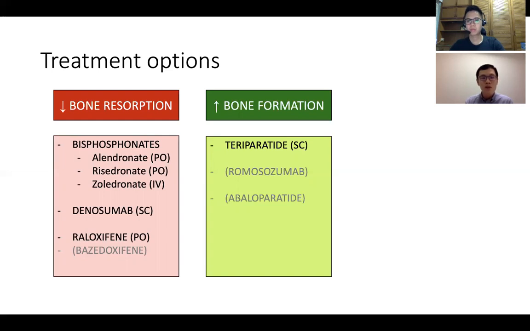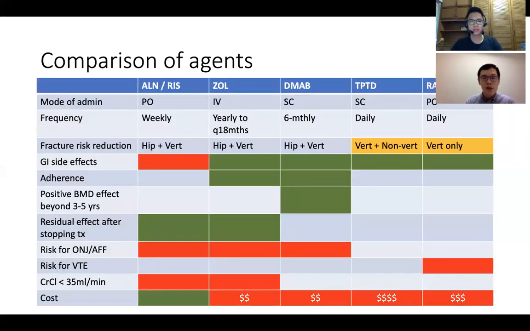So these are the sort of categories, and the ones that are in the grey text are agents that are still not available in Singapore. So bazedoxifene is a SERM, selective estrogen receptor modulator, and then for the osteoanabolic agents, romosozumab and teriparatide are agents that increase bone formation, but are currently still not available here. Yeah, so I made this table to summarize the kind of things that you consider when you talk to a patient about different agents.